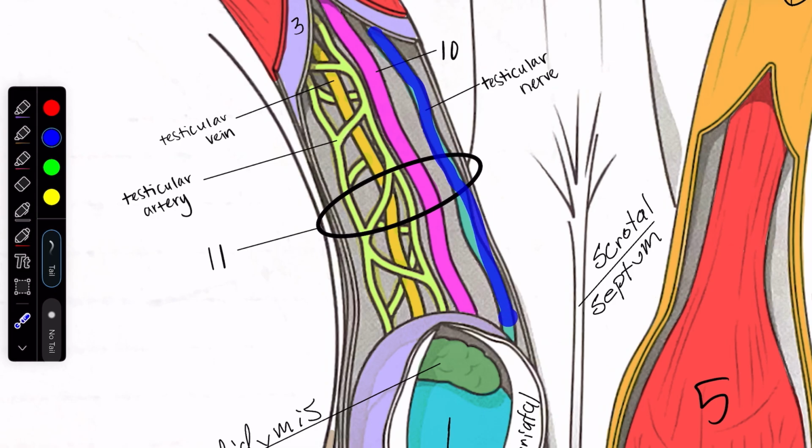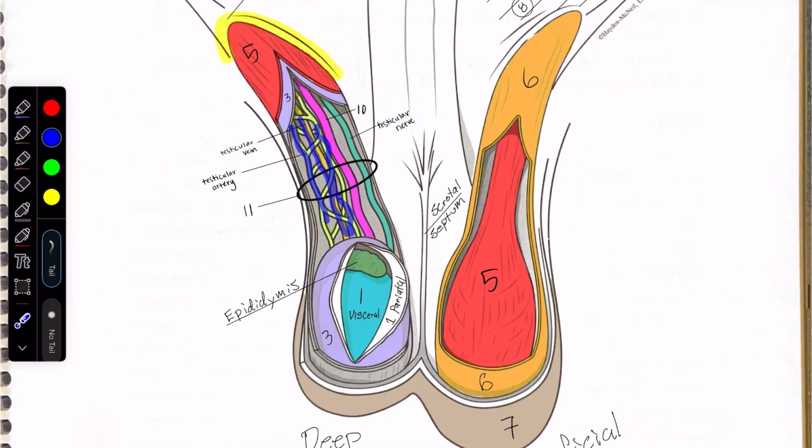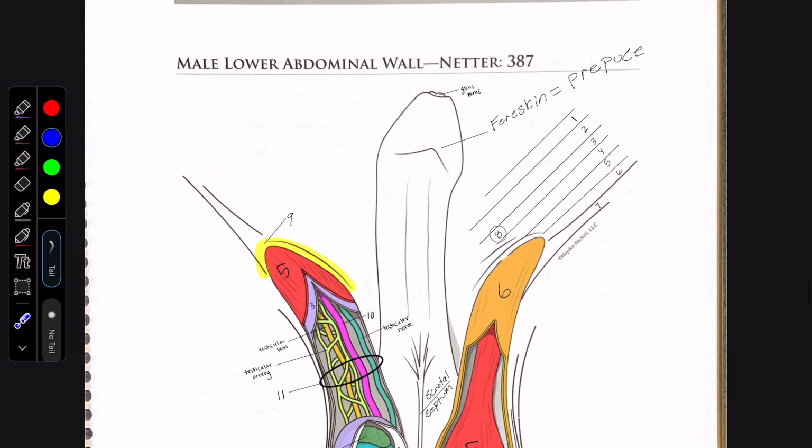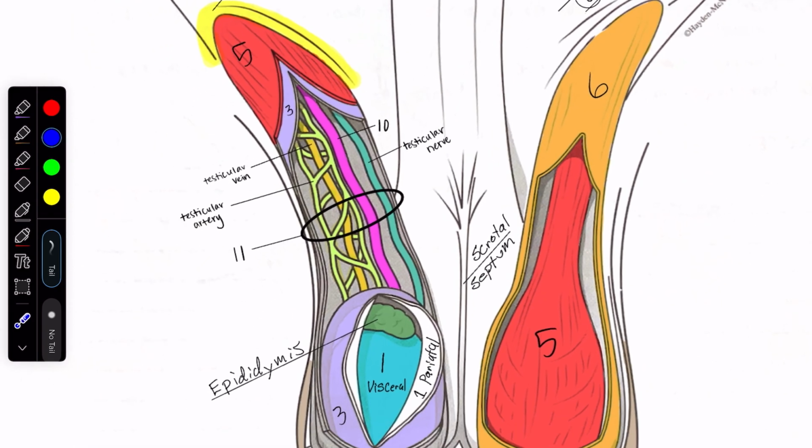Right here we have testicular nerve, we have the testicular artery, and then testicular vein. And that is all encased in this internal spermatic fascia, which is encased by the cremaster muscle, which is enveloped around inside the external spermatic fascia. Between the testicles, you have what's called the scrotal septum, separating the two, right there.